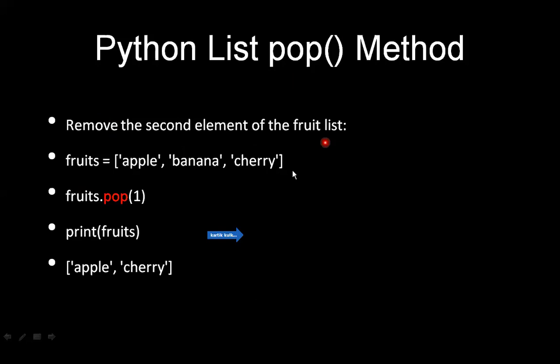Okay, so here pop, as the name itself suggests, we are going to remove elements from the list. Here I have taken the example of fruits: apple, banana, and then cherry. So I want to remove the banana. How can I remove the element banana from the given list, the fruits? For that I will be using the pop method.